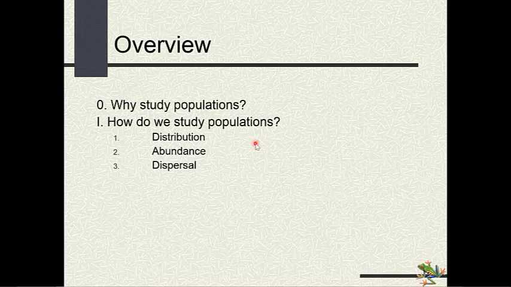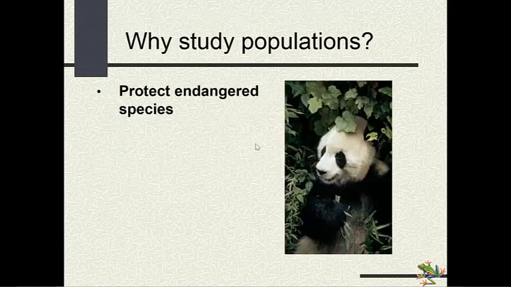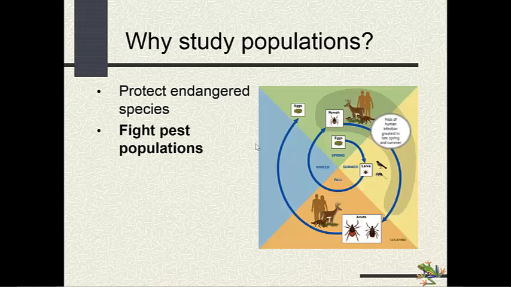So why study populations? As we discussed in the first week, a key goal of ecology is to uncover facts that determine where populations are located and how populations change in size over time. Population ecology can help answer questions important for assessing the risk of extinction of a population, like the panda, and learn what to do to protect a species from extinction.